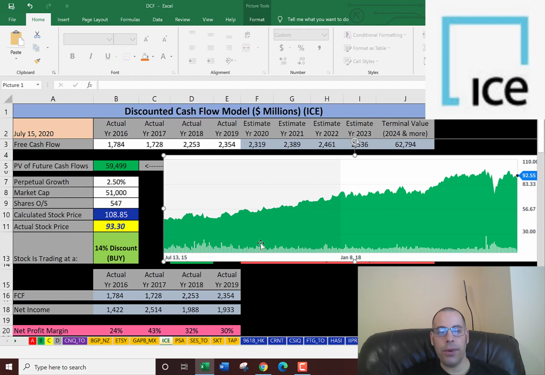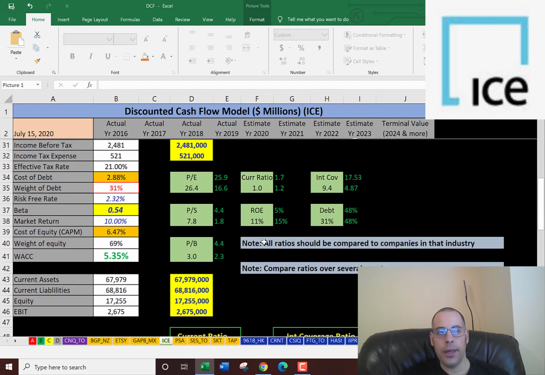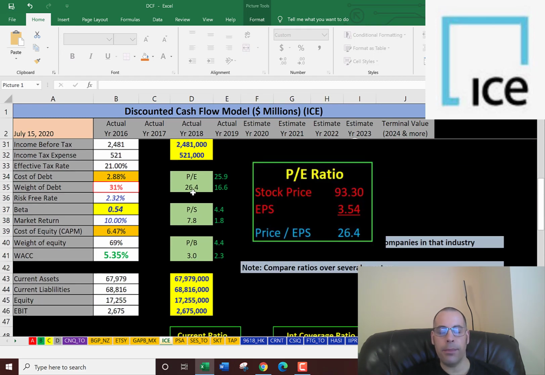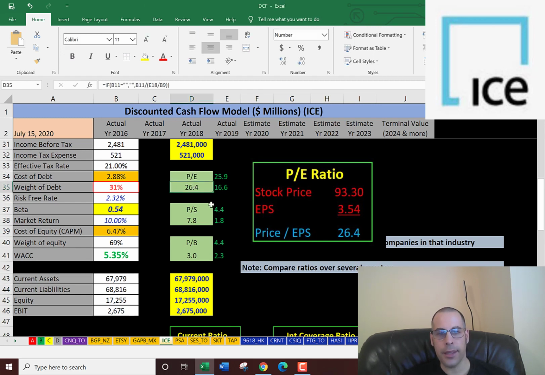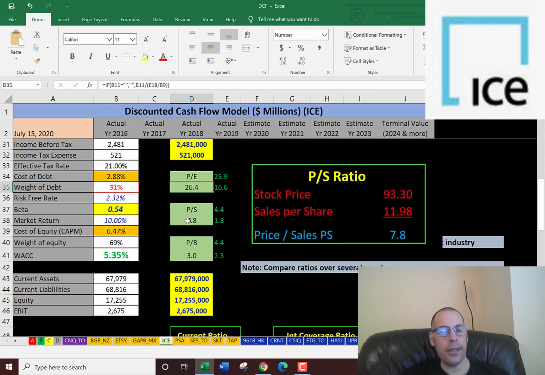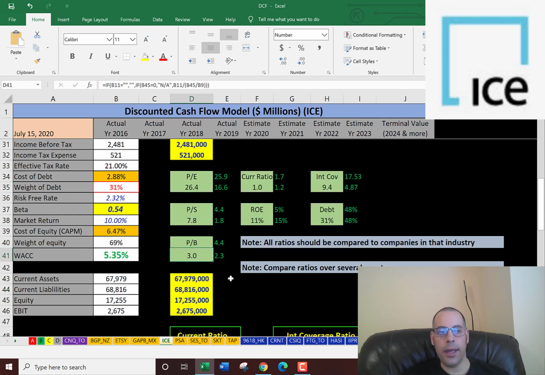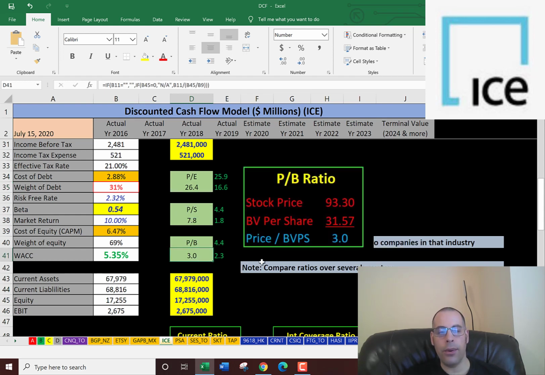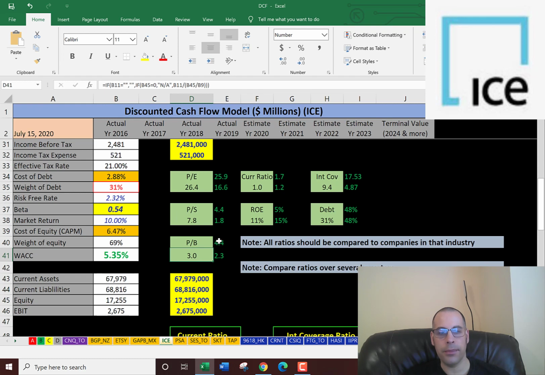Let's look at the financial ratios to see if we get more information. They don't have that good of a PE, that's price to stock over earnings per share. That means investors are willing to pay $26 for $1 of earnings. Price to sales isn't too good either, 7.8. That's price to stock over sales per share. The price to book is pretty good at 3.0. That's price to stock over book value per share.